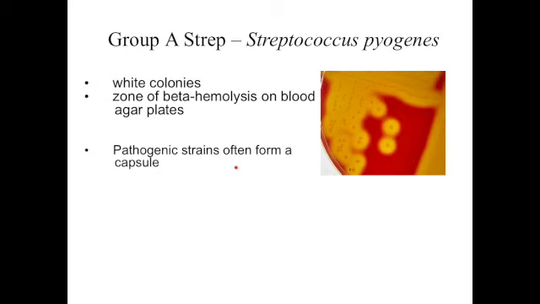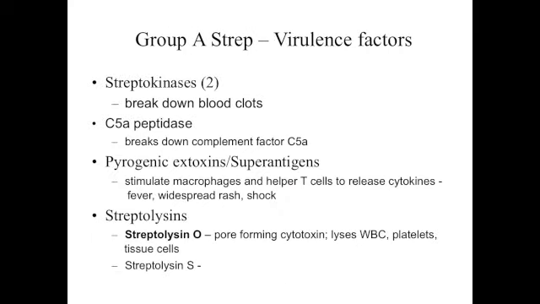The pathogenic strains of S. pyogenes often have a capsule. So that, again, helps prevent phagocytosis and lets them evade the immune response. Other virulence factors include some things we've talked about before: streptokinases that break down blood clots, and they actually have two of these. A C5a peptidase that helps evade immune responses. Pyrogenic exotoxins. So pyrogenic means fever-causing. And superantigens. And again, superantigens overstimulate the immune response.